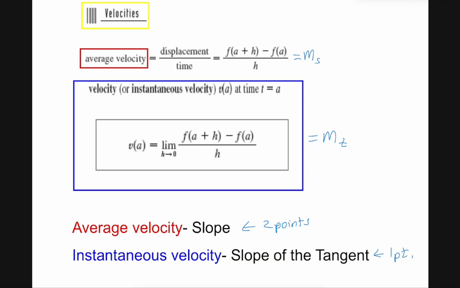That's kind of a way you can almost magically know whether they're talking about a regular average velocity slope or an instantaneous velocity slope of a tangent. Because one is at that particular point, what's happening. The other is between these 2 points, what's happening. So know the difference in that language, okay?